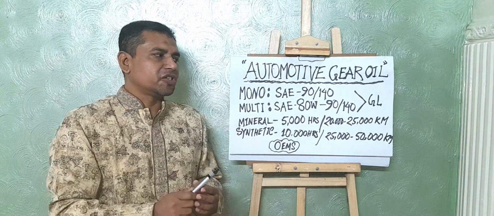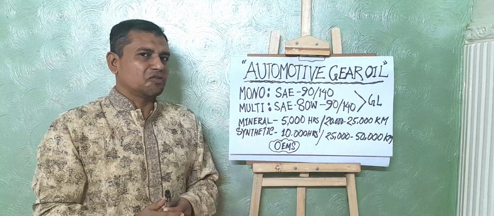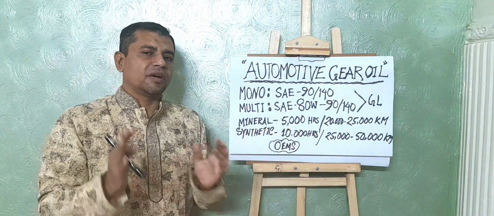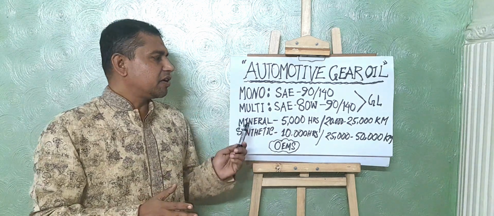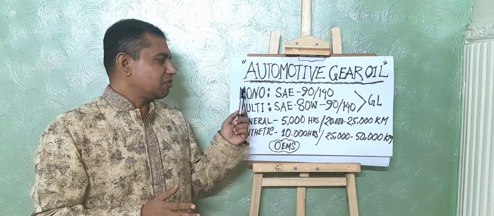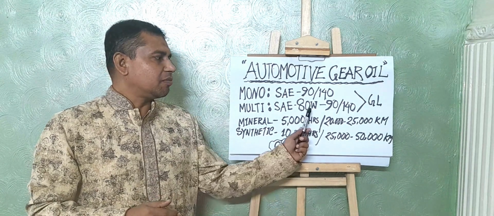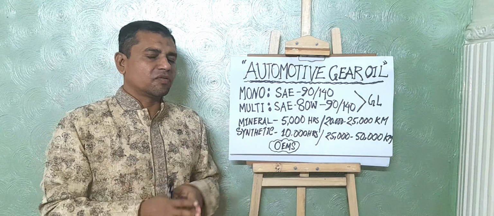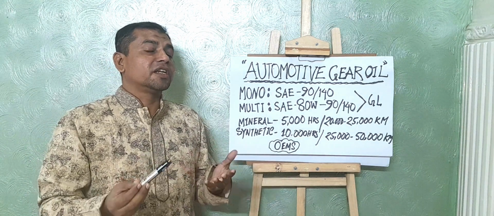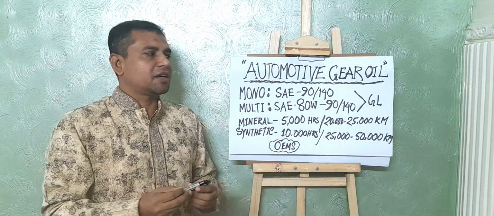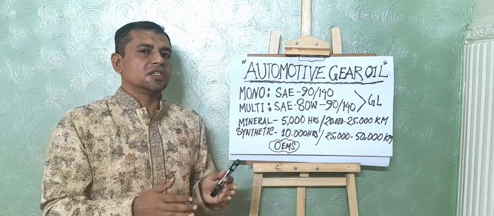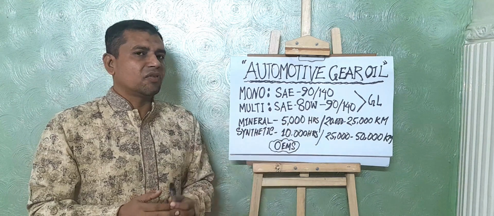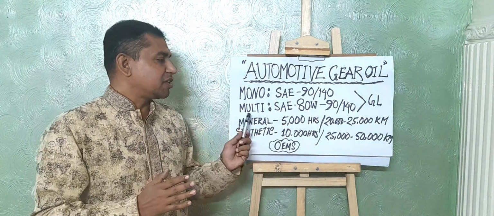Monograde gear oil is just like SAE 90, SAE 140. Multigrade gear oil is something like 80W90 or 80W140. The basic difference to recognize mono and multigrade gear oil is the W factor. If you see gear oil 80W90 and 80W140, it will work in extreme temperature and pressure, just like it can work at minus 40 degrees Celsius. But monograde gear oil, SAE 90, SAE 140, will not work like a multigrade gear oil.